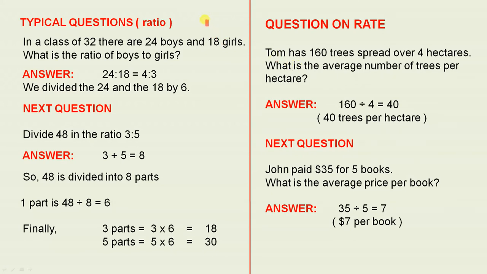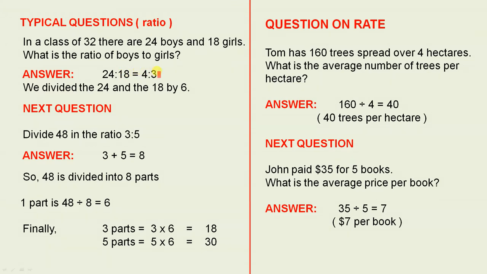Let's do some typical examples now. Firstly, using ratios. In a class of 32, they could be students, there are 24 boys and 18 girls. What is the ratio of boys to girls? So the answer, 24:18. The answer is 4:3.